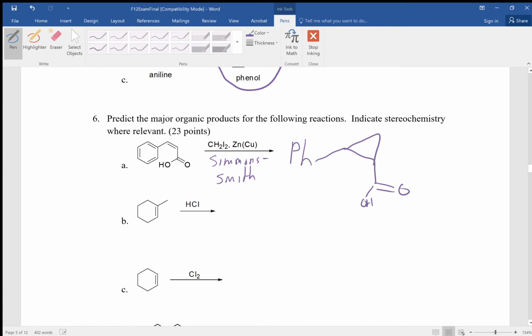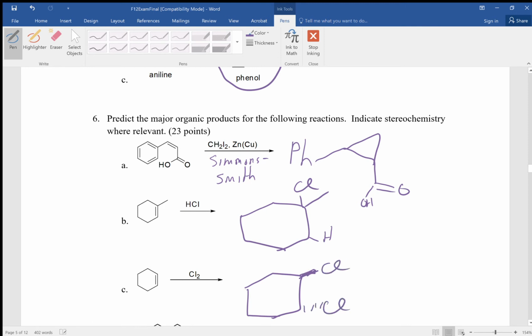Part B, we have the addition of HCl to an alkene. This is a Markovnikov addition, where the chlorine goes to the more substituted carbon and the hydrogen to the less substituted carbon. In part C, we're adding chlorine, which means we add a chlorine to each carbon. But remember, you should also show stereochemistry where it matters, and when you add a dihalogen such as chlorine to an alkene, that addition is always going to take place trans.